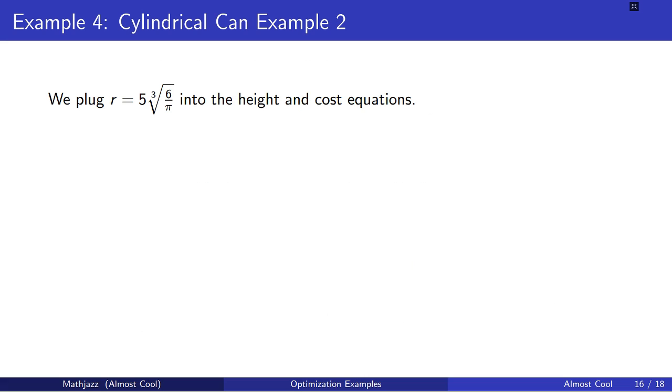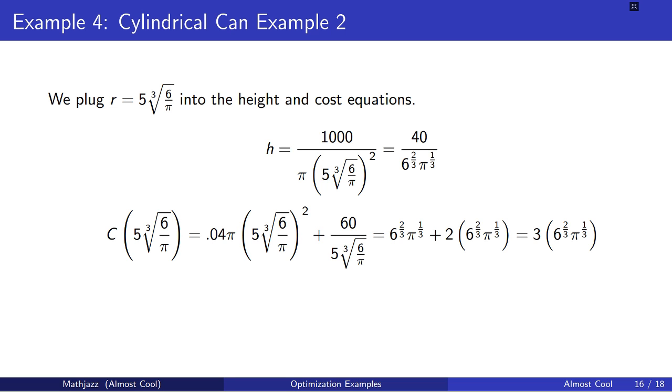Now we plug r into the height and cost equations to obtain the dimensions r, h, and the cost. So we plug in r to the volume equation, solve for h, and we get that the height is 40 over 6 to the 2/3 power times pi to the 1/3 power. And we plug r equals 5 times the cube root of 6 over pi into the cost equation to get that the cost is 3 times 6 to the 2/3 times pi to the 1/3.